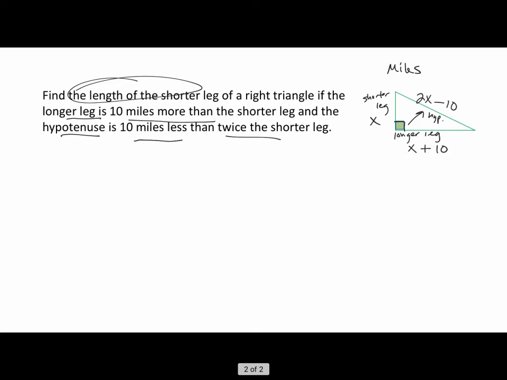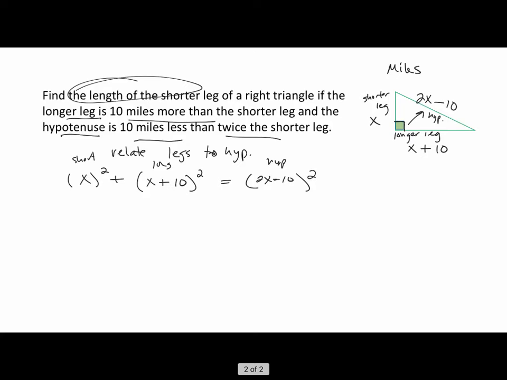All right, so I've got all of these labeled, but how do I relate them together? That's where the Pythagorean theorem comes in. So this is a way to relate the legs to the hypotenuse. So the sum of the squares of the legs equals the square of the hypotenuse. So the legs are shorter, x, longer, x plus 10, and the hypotenuse is 2x minus 10. So this relates those together in an equation. And I just need to solve this equation to find what I'm looking for.